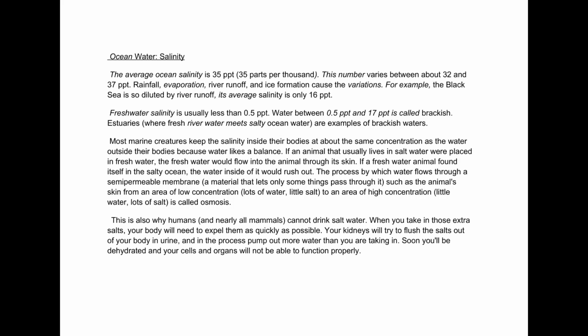The process by which water flows through an impermeable membrane, a material that lets only some things pass through it, such as the animal's skin, from an area of low concentration, lots of water, little salt, to an area of high concentration, little water, lots of salt, is called osmosis. This is also why humans and nearly all mammals cannot drink salt water.